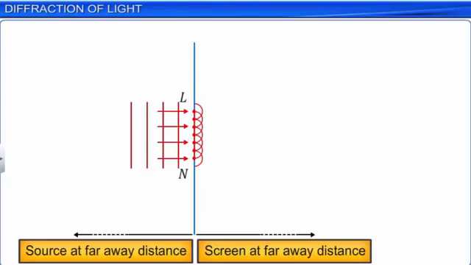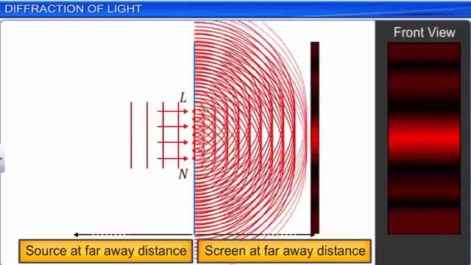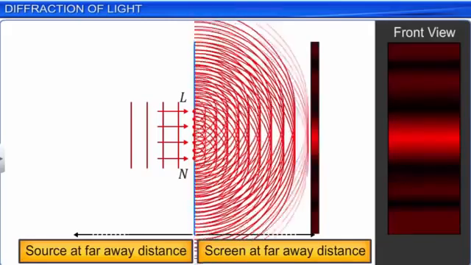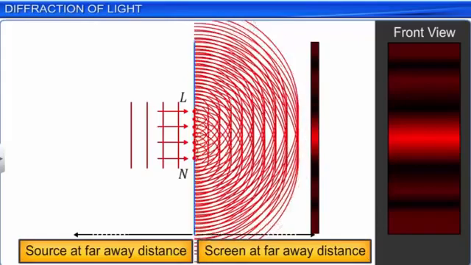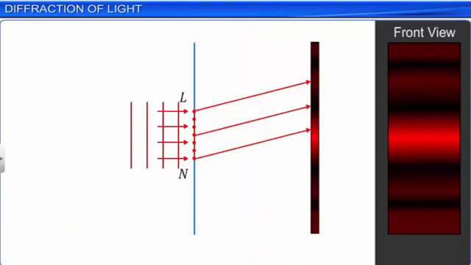Consequently, we find so many microscopic point sources of light between L and N, which produce secondary wavelets. The diffraction fringes formed on the screen are due to the interference of these secondary wavelets produced by a large number of point sources. Since the screen is at a faraway distance, we can regard the rays as parallel. The diffraction formed in such conditions is known as Fraunhofer diffraction.